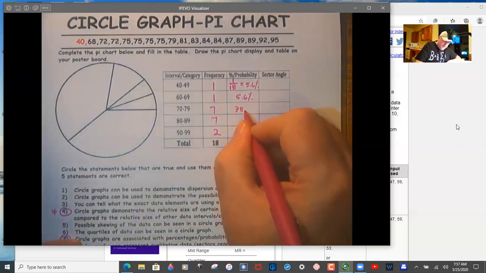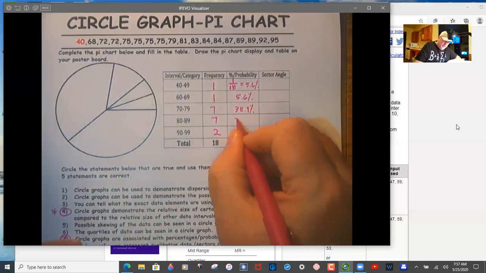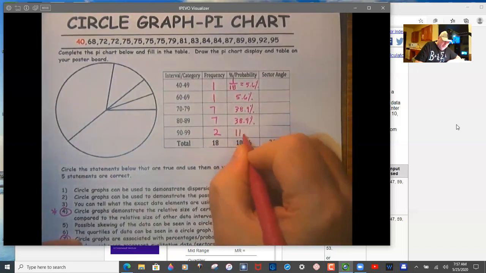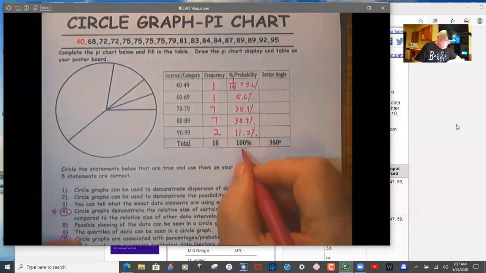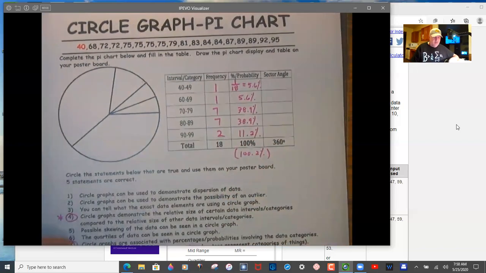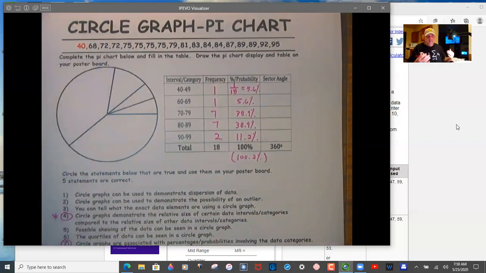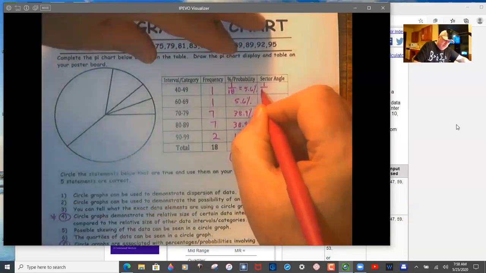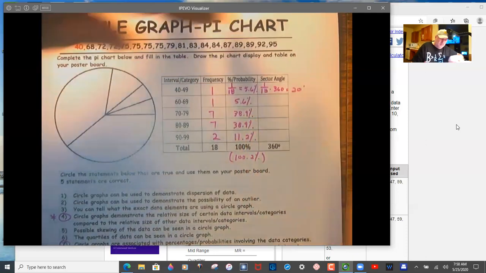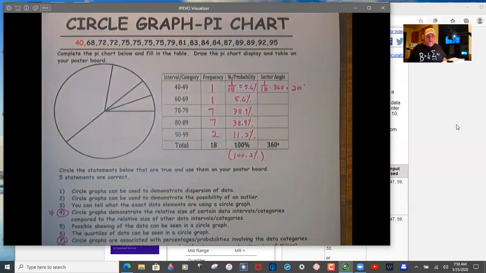So this will be 38.9. This will be 38.9. And then this will be 11.2. And actually, when you add these, you'll get 100.2%, again, because the rounding causes a little bit of error. Now, the sector angle, basically you take the 1/18 times 360 to get the part of the whole 360 degrees that you would need to shade.